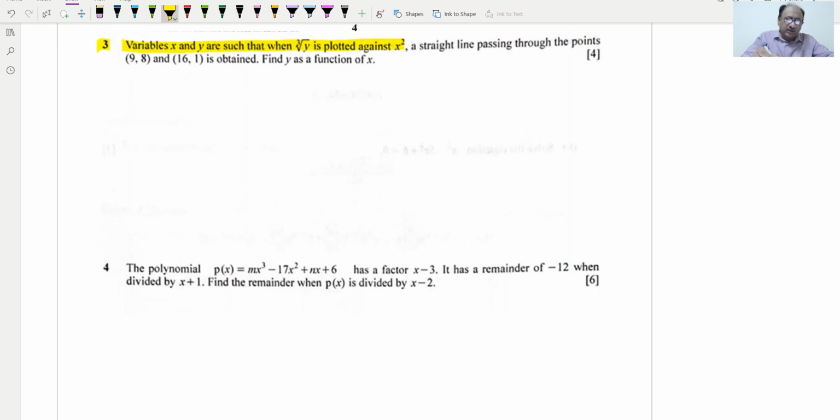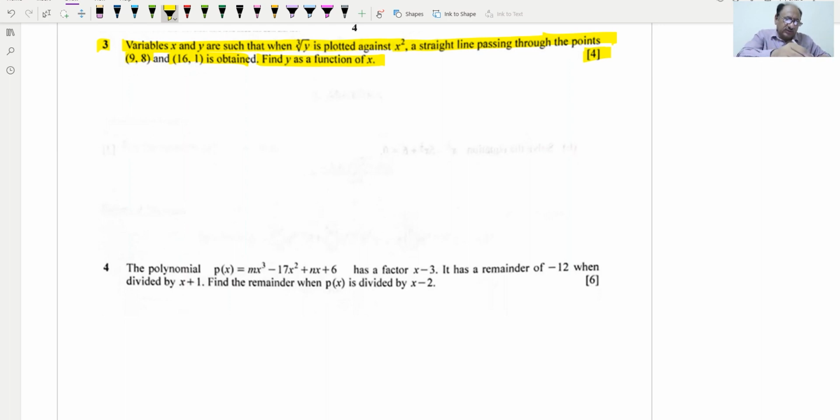Question number 3 says: variables x and y are such that when cube root of y is plotted against x square, a straight line passing through the points given here is obtained. Find y as a function of x. So this is a 4-mark question.